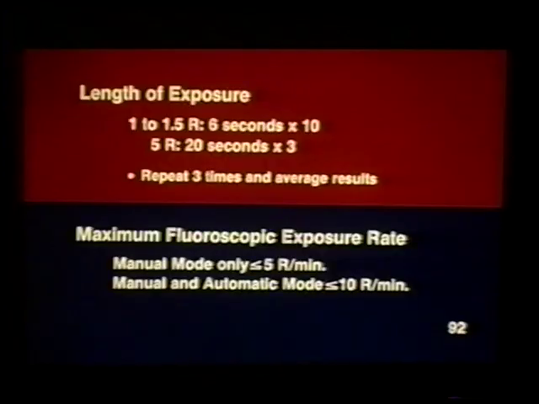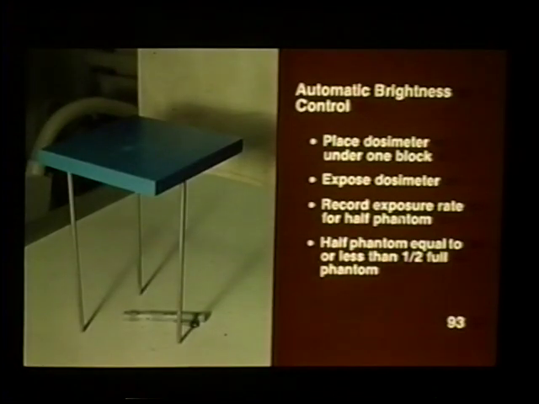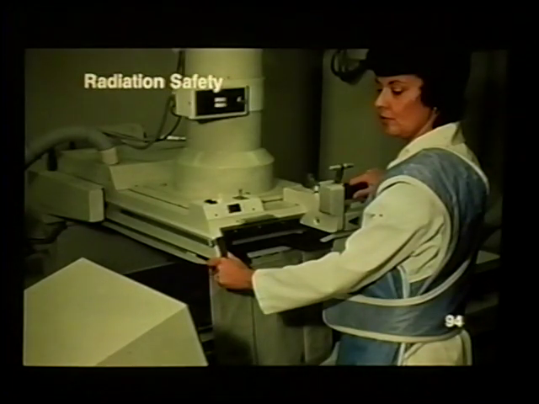Number 93. Using the same basic test geometry as in the previous test, we can determine if the automatic brightness control is compensating for variations in patient size. Remove one of the aluminum blocks and place the dosimeter in the same position as before. Wearing a lead apron, expose the dosimeter. Read and record the exposure rate for the half phantom. The exposure rate for the half phantom should be equal to or less than 1/2 the values for the full phantom.